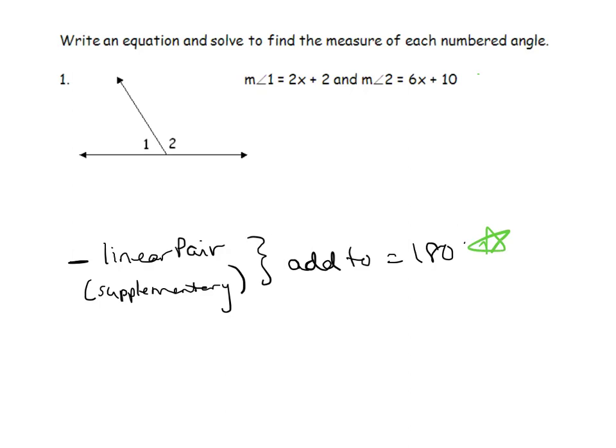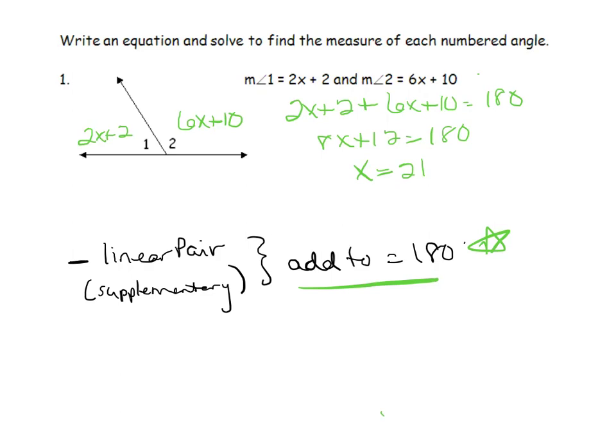It says angle 1 is 2x plus 2, and angle 2 is 6x plus 10. They want you to solve to find the measure of each angle. Well, I already just figured this out. I have to add them and set it equal to 180 degrees because they're supplementary. So we'll take 2x plus 2, add it to 6x plus 10, and set it equal to 180. Go ahead and pause me. I want to know what x is, please.